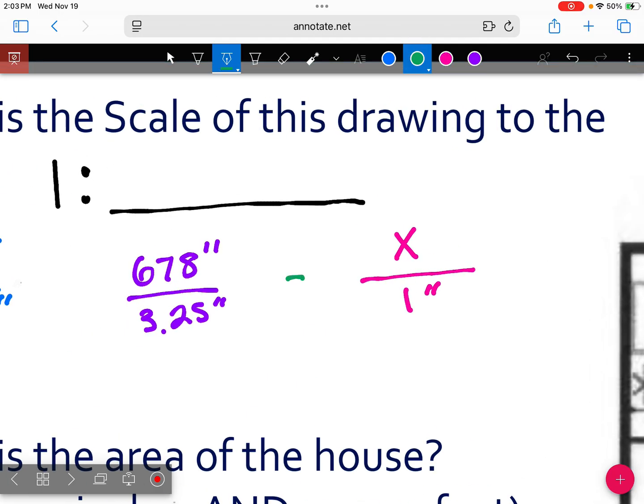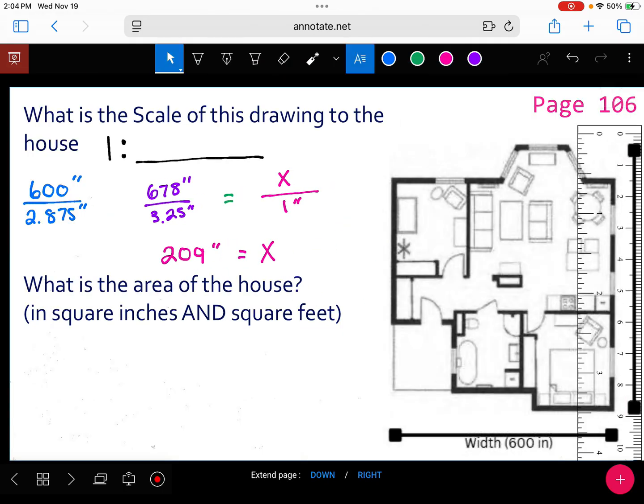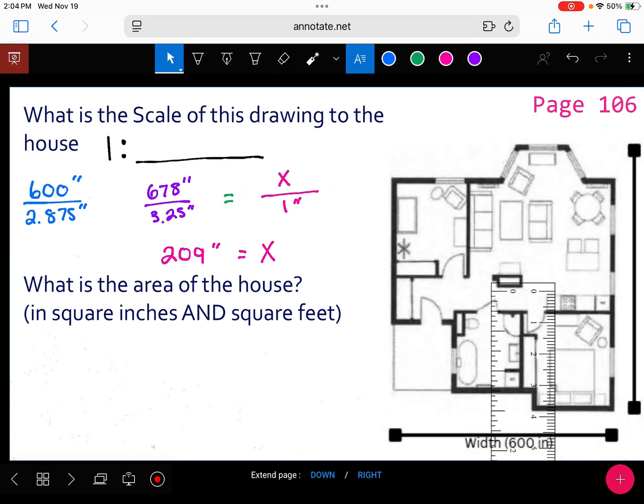So if we set these up here, we really just need to simplify these fractions. I'm going to type it in the calculator, and depending on where we round things, we get about 208.6. So let's go with 209. So in the real world, 1 inch on this picture, again, that was about the length of this bathroom over here. This is about 1 inch on this ruler here. 1 inch on this is about 209 inches.